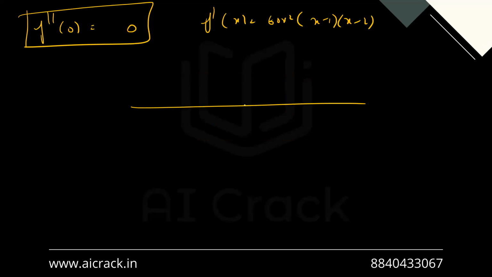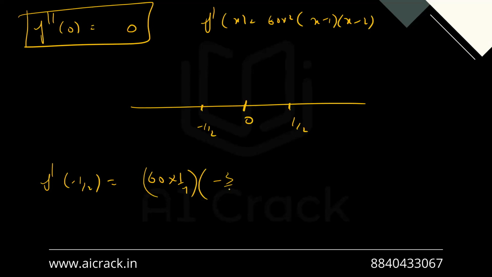Now we have to talk about this point 0, right? So let's take a point over here, let's say minus 1 by 2, and let's take a point 1 by 2 over here, right? So f dash of minus 1 by 2, that would be 60 into 1 by 4 multiplied by minus 3 by 2, and minus 5 by 2, right? So this comes out as positive. So we have a positive slope over here, right?